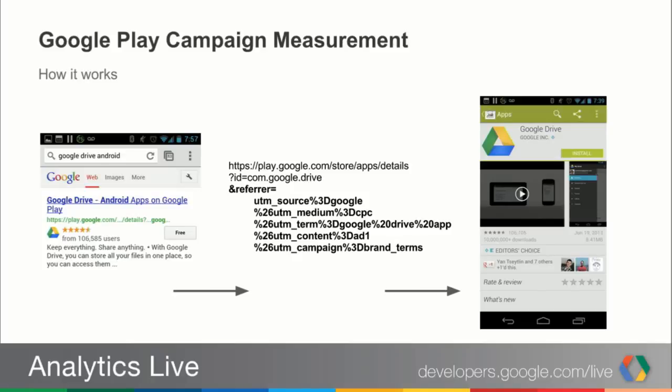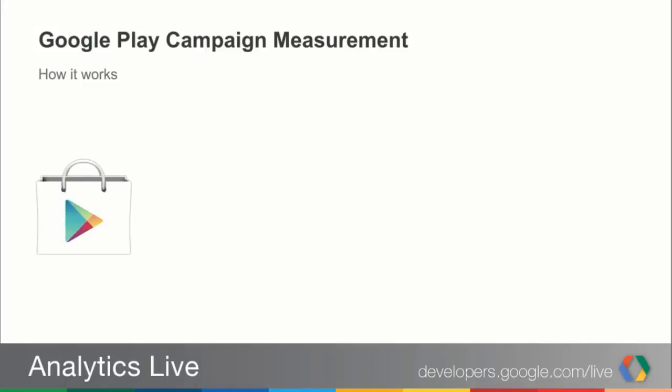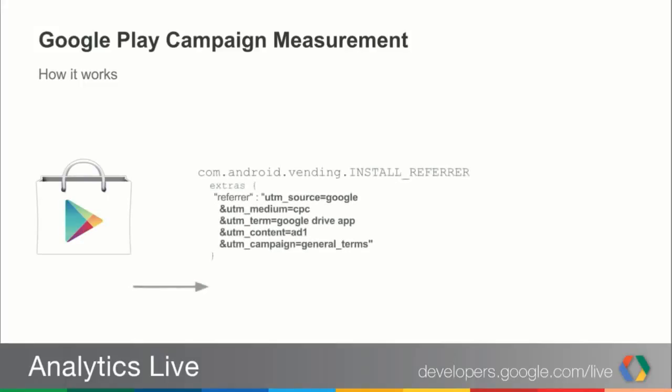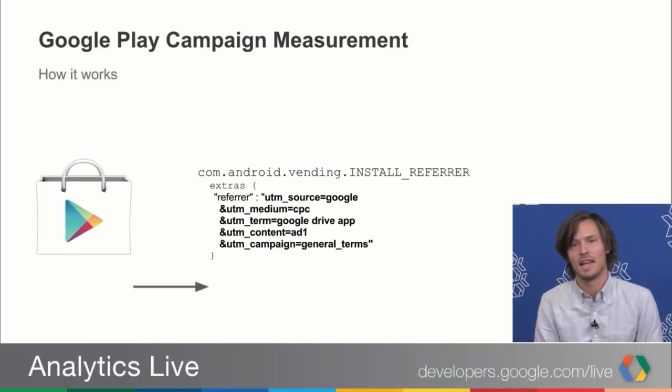In this example, I'm showing Google Drive. If they choose to install the app right then, the Google Play Store app on the device is going to broadcast this install referrer intent. As part of that intent, it's going to grab the value of the referrer parameter from the link that you use to send people there, and include that as a string extra in the bundle with the intent.